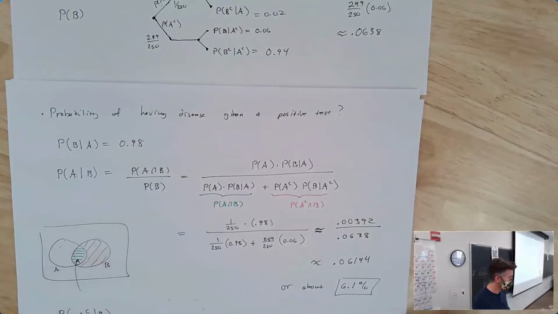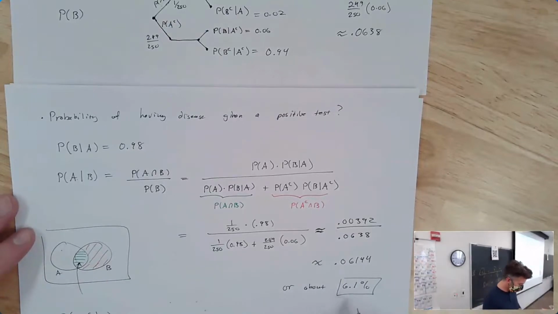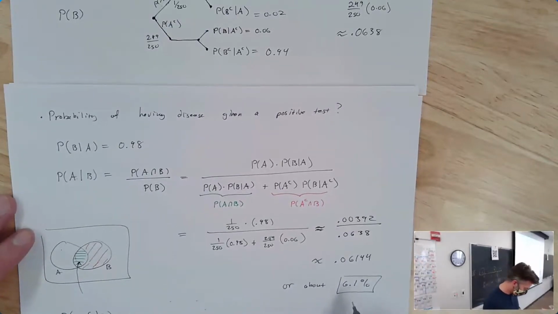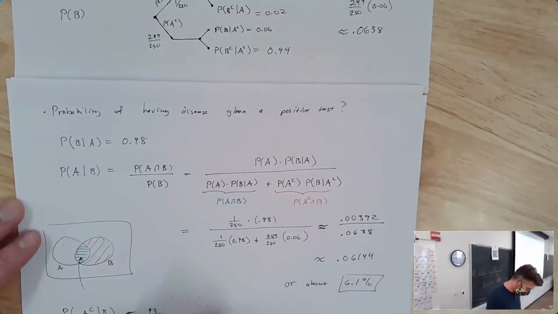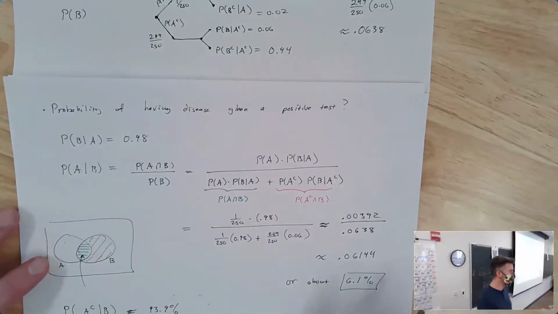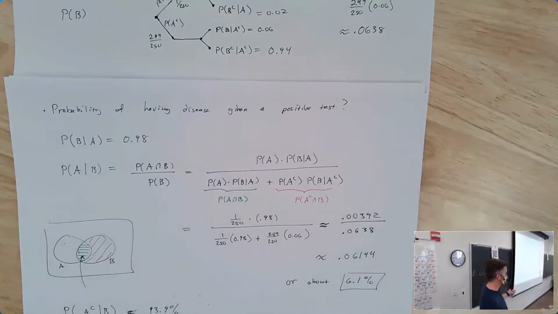In fact, we could calculate if we wanted to. I want to say it's the complement of this, but I don't think that's actually the case. Well, I feel like it should be. Yeah, it should be. This is definitely going to be about 93.9%. That's not a false positive though. False positive is getting a positive result given that you don't have the disease. We're talking about not having the disease given that you have a positive test.